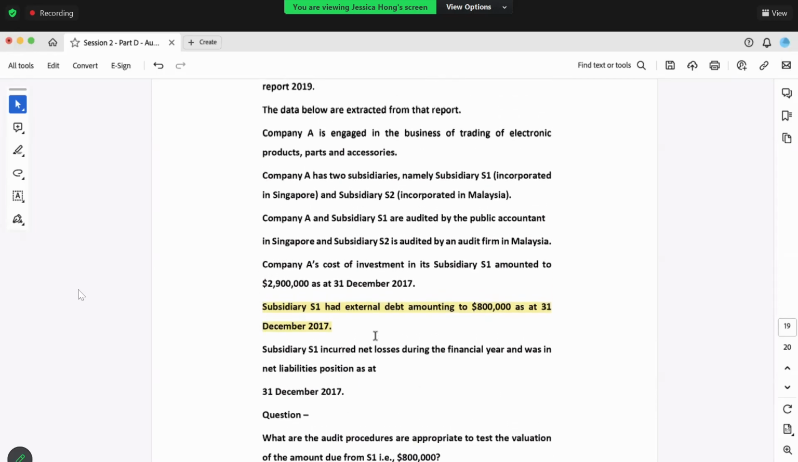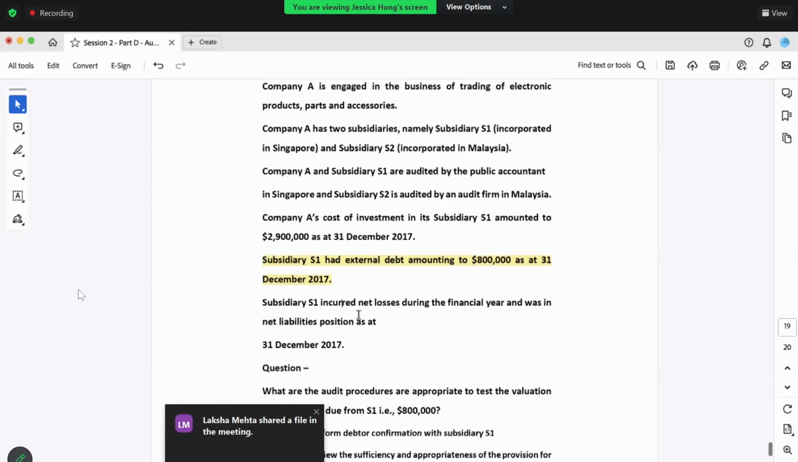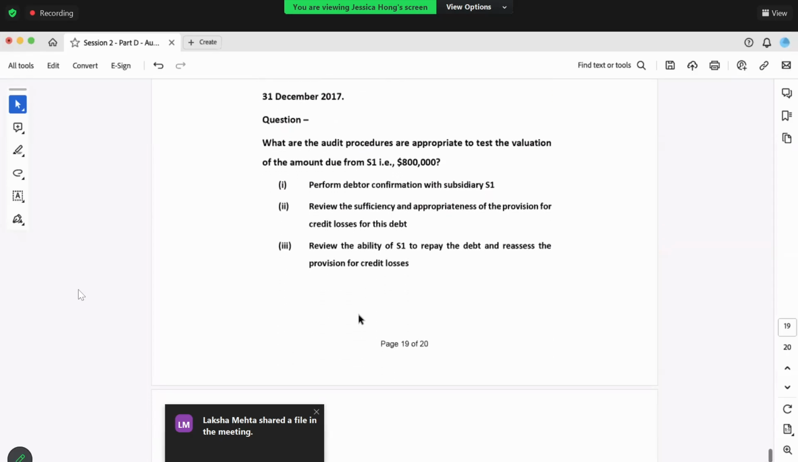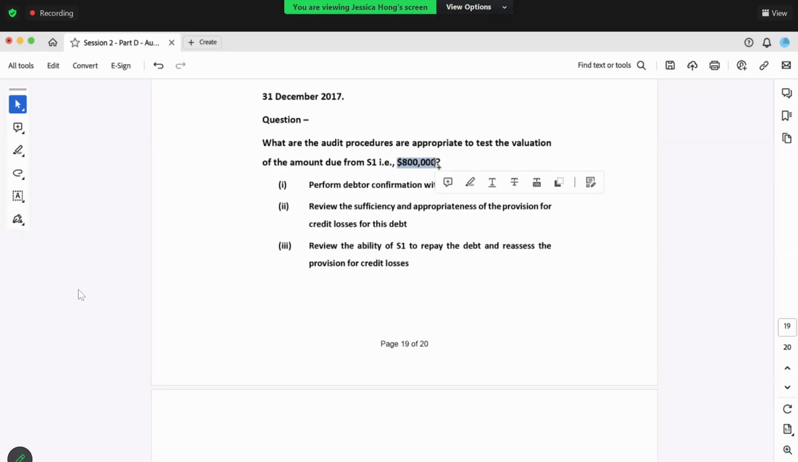So subsidiary 1, all right. This is the amount due from S1. S1 has an external debt amounting to 800,000. So say, for example, you're auditing the books where there is an amount due from S1, 800,000, all right? Then how do you want to ensure that this 800,000 is accurate?